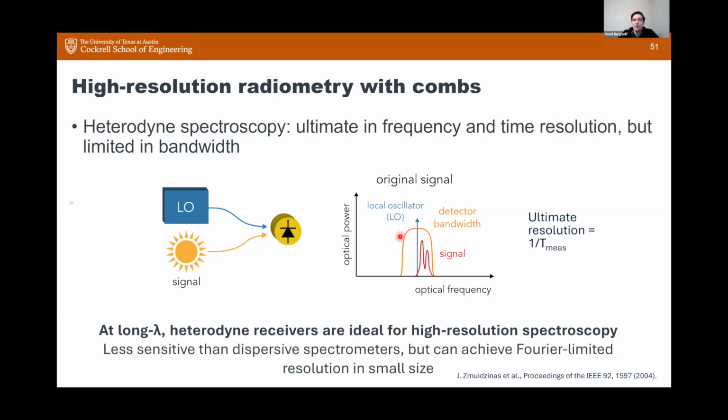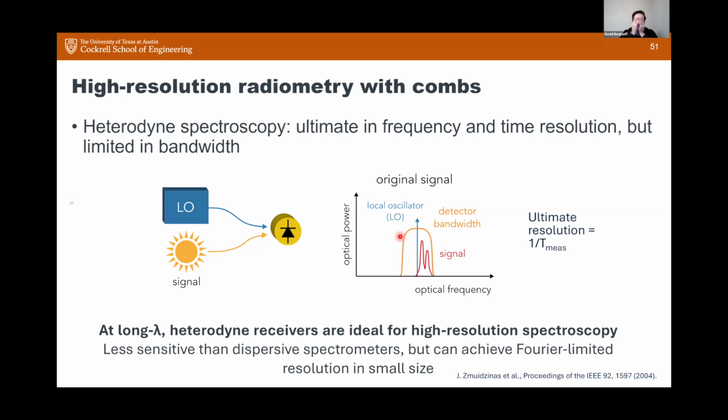And this is ideal for long wavelengths because you can make very high resolution spectrometers or radiometers with very small devices. So heterodyne spectroscopy is not ideal in terms of sensitivity, but where it's ideal is in achieving high resolution in a small form factor. It turns out that as you go to long wavelengths, if you want to, for example, make a grating spectrometer that has high resolution, your grating spectrometer would need to grow to a ridiculous size, right?